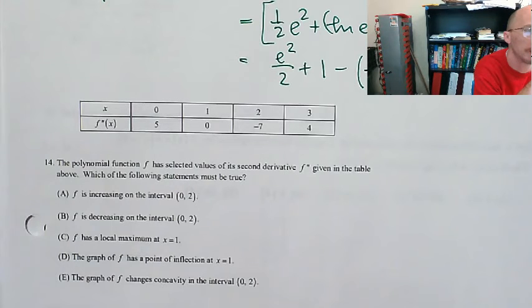F has a local maximum at x equals 1. Probably not. I somehow doubt it. The second derivative is 0. The graph of f has a point of inflection at x equals 1. No, that's not necessarily the case, because the second and third derivatives could both be 0.